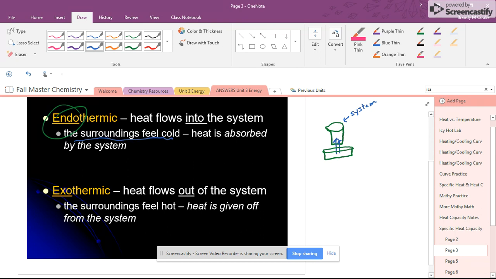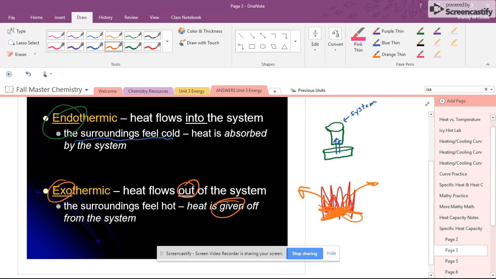But we could also look at an exothermic exchange. Say, for example, we have some wood. Here, let's draw. This is my campfire, and it's burning. There's fire. So in this case, the wood is the system, and heat is flowing out of it into the surroundings. It's leaving the system, it's given off, so it's exothermic.